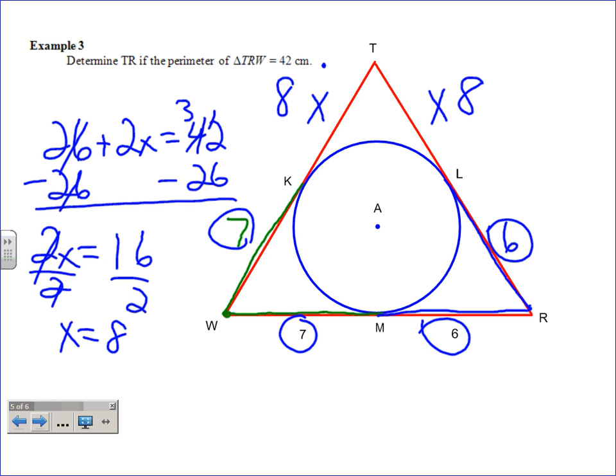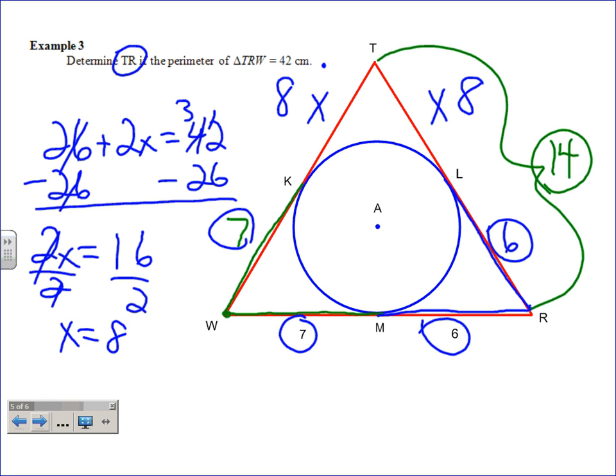You were thinking, well, wouldn't they all work out that way? But unfortunately, I haven't answered the question yet. I found all the pieces, but the question is determine TR. And TR is 14. Okay, so any questions?